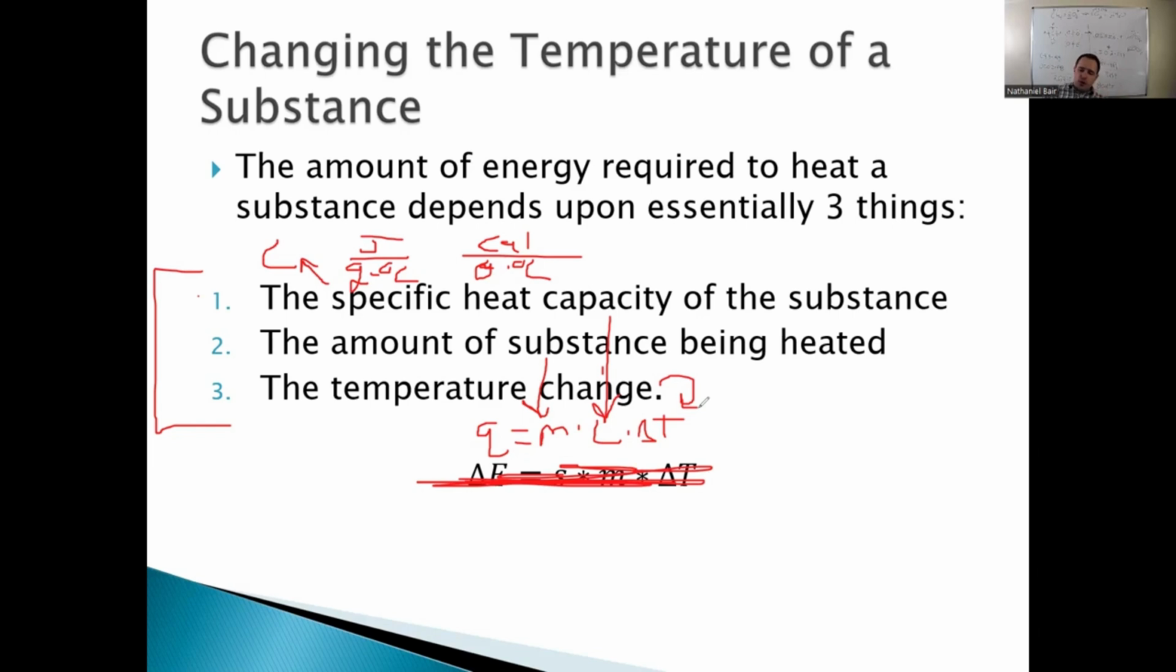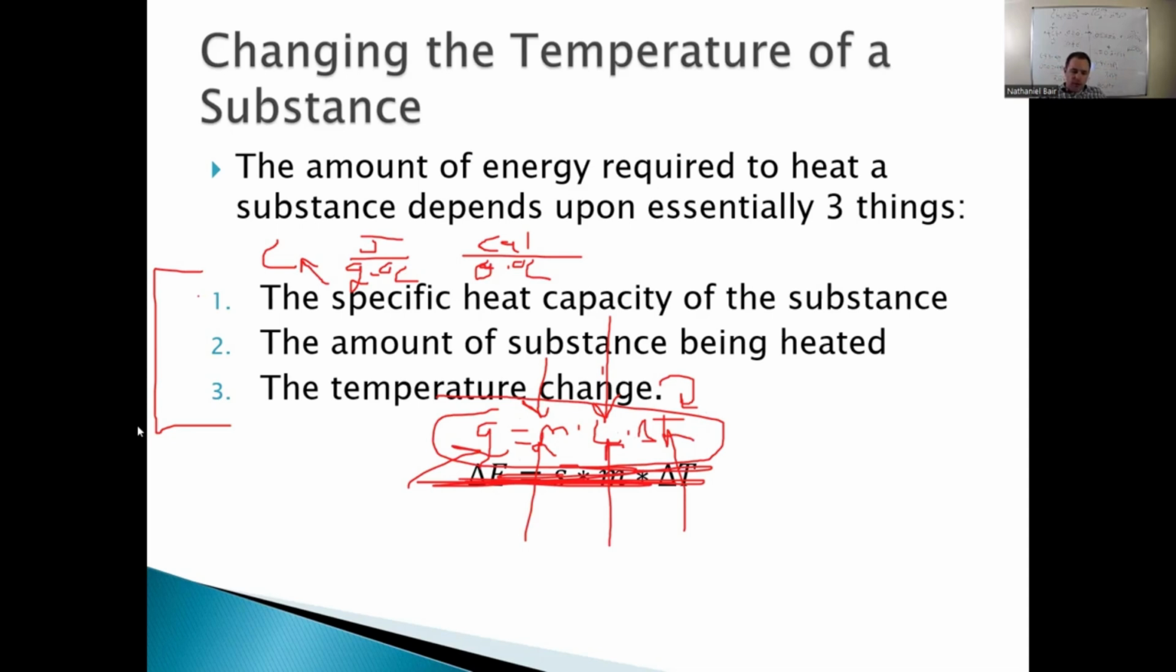Also, what's the temp change you're going to try and achieve? Am I just going to take this from 25 degrees Celsius to 35 degrees Celsius? Or am I going to try to take this from 25 degrees Celsius to 90? Obviously, the greater the temp change you're trying to achieve, the higher the amount of energy will be needed as well. So Q equals mcΔT. The amount of heat is equal to the mass of the sample times the specific heat capacity of the sample times the change in temperature of the sample.